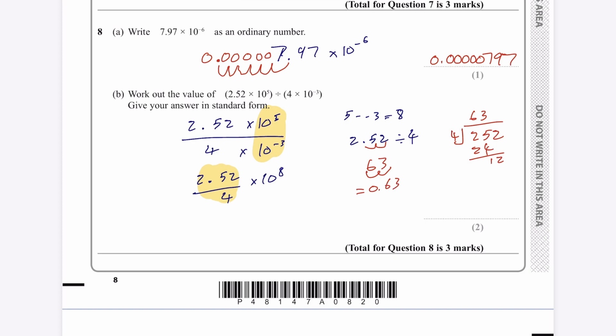So now we're going to go back over here, so that's 0.63 times 10 to the power of 8, but the question says give your answer in standard form. So we're going to hop the decimal 1 to the right. Because we're hopping it 1 to the right, it becomes 6.3 times 10 to the power of 7. That's 6.3 times 10 to the power of 7.